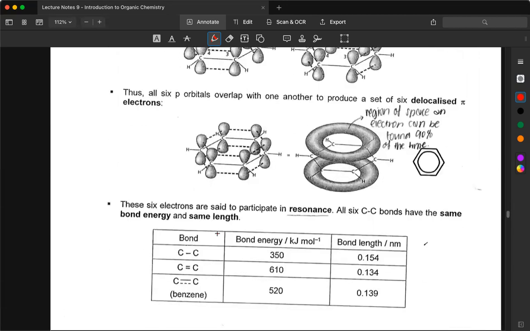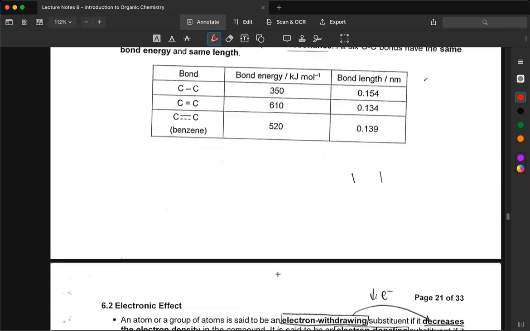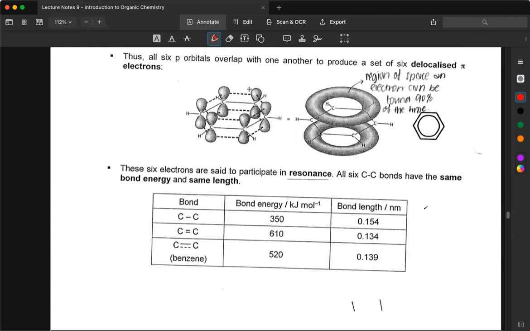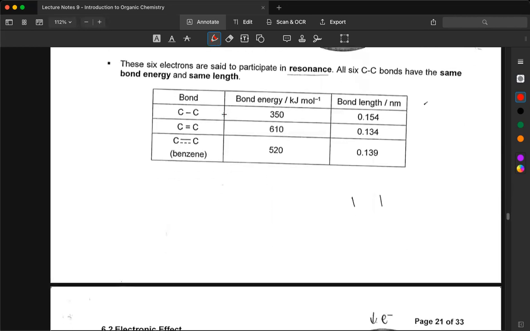Okay, and they happen to find out that all 6 C-C bonds have the same bond energy and the same bond length. And it's somewhere in between these. So it's a transition between them. So electrons can move freely, like this. Move freely in the ring.